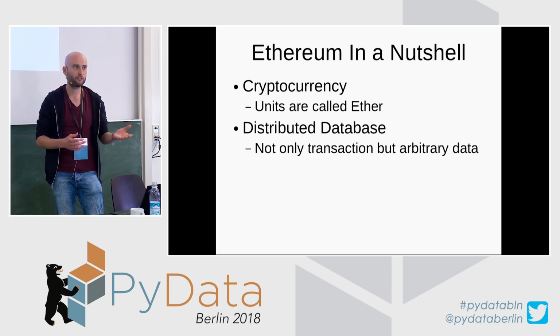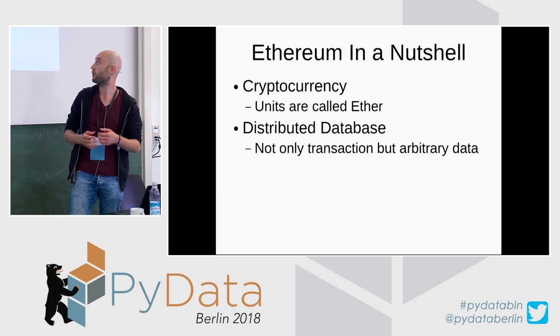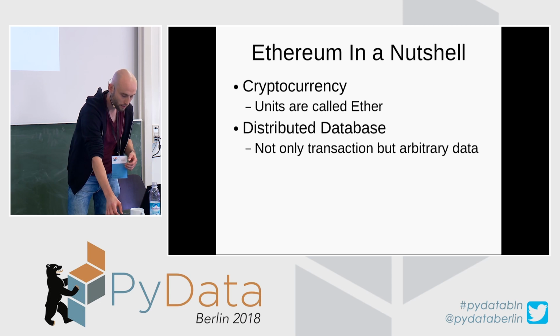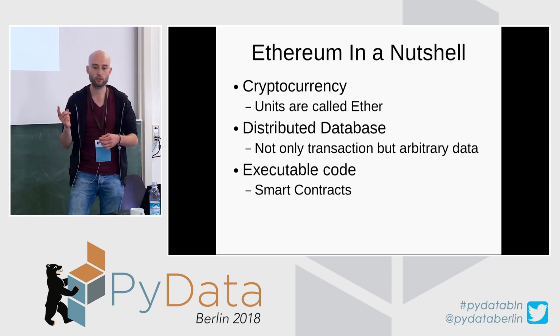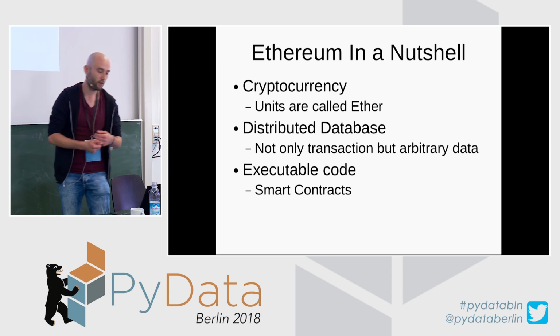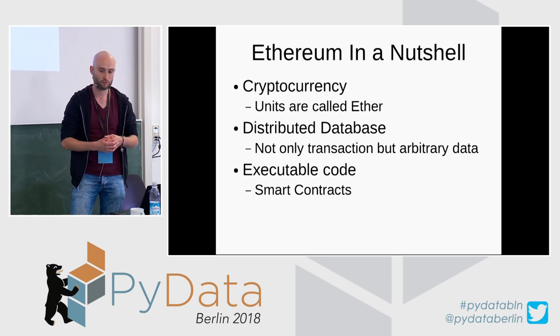So for Bitcoin, we've seen these facts are just transactions. But for Ethereum, the new thing here is you can, of course, store transactions, so you can send around this Ether, but you can actually store arbitrary data in this blockchain. And arbitrary data means you can actually store executable code. So you can write programs onto this blockchain, and these programs are called, in the terminology of Ethereum and other cryptocurrencies, smart contracts.